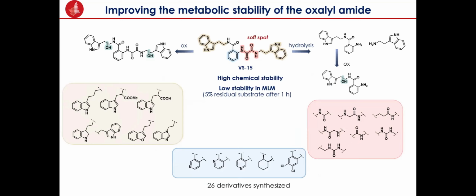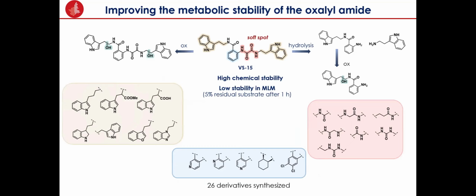So in summary, we have a compound which is an apo inhibitor, which interferes with the signaling activities of IDO, but unfortunately, this compound is not metabolically stable. So it's chemically stable, but due to the hydrolysis that occurs on the oxalylamide and to several oxidation reactions at other sites, it is not metabolically stable.